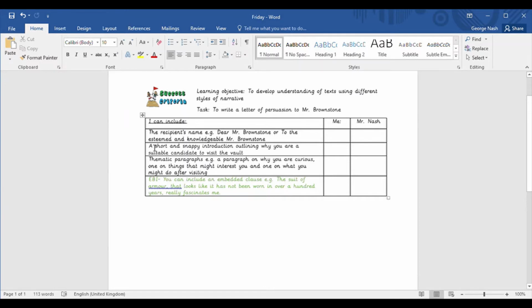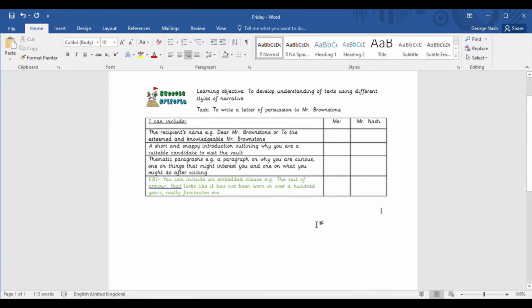I want a short and snappy introduction outlining why you are a suitable candidate or person to visit the vault. I want thematic paragraphs. Maybe a paragraph on why you are a curious person, maybe one on things that might interest you, and one on what you might do after visiting his vault. And even better if you can start using those embedded clauses within your writing. So yesterday's plan will be very important when it comes to writing your full letter for Mr. Brownstone.